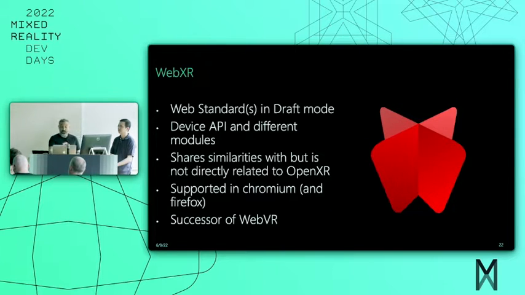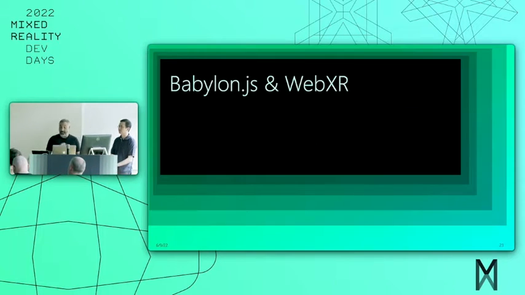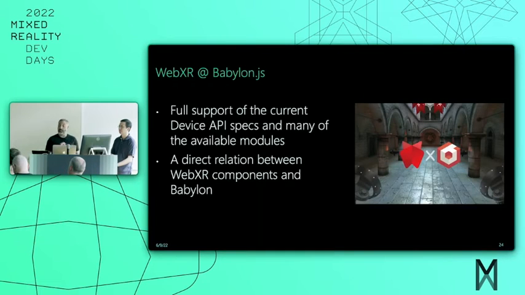A bit about Babylon.js and WebXR. Babylon supports the device API fully and many of the available WebXR modules. We support hit testing, we support anchors, plane detection, hand tracking, light estimation, and many different other modules. To keep a familiar environment for WebXR developers, Babylon provides a module for each WebXR component and provides the WebXR object that is being used under the hood, if the developer needs that.